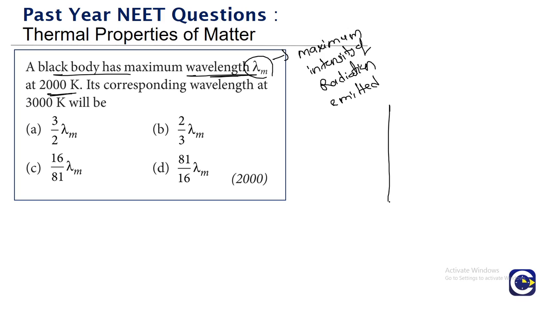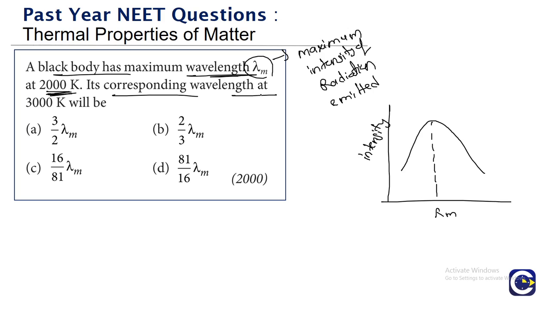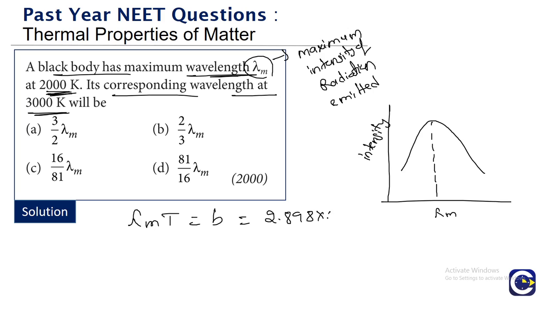Like the way we have seen in the previous discussion also, right? Like this one. This is what is our lambda m. Okay, this is the corresponding spectral intensity. Okay, so here lambda m at 2000 Kelvin. Its corresponding wavelength at 3000 Kelvin is. So remember what is it? So lambda m into T is equal to B, the Wien's constant, whose value is what? 2.898 into 10 power minus 3 meter into Kelvin. So here to solve this question we will not require this.